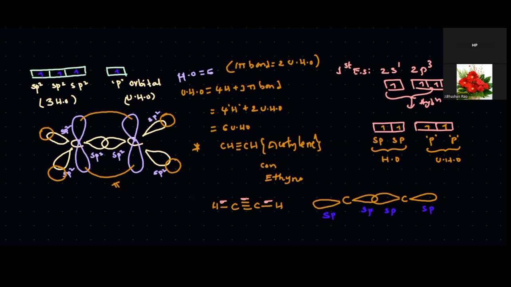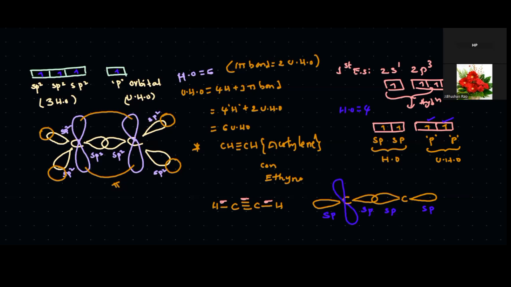Here hybrid orbitals equal to 4. Okay, in acetylene molecule. Next, each carbon has how many unhybrid orbitals? It is one unhybrid. This is also another unhybrid. Now draw like this. This is the one unhybrid. This is the another unhybrid.